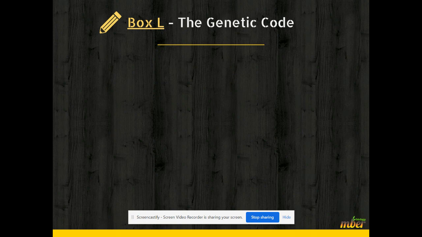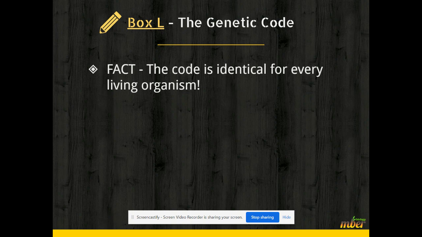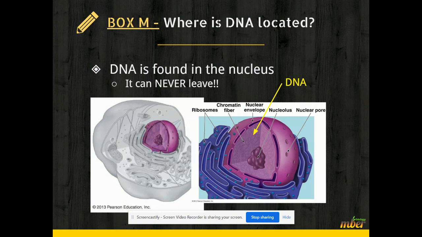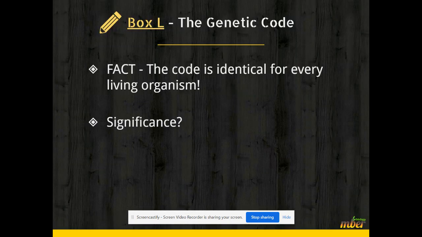Okay, box L, this is going to be our last one for the day. Box L is the genetic code. So, fact: the code is identical for every living organism. What do you think the significance of this is? Why do you think this is important? Okay, so take a second, write that down.